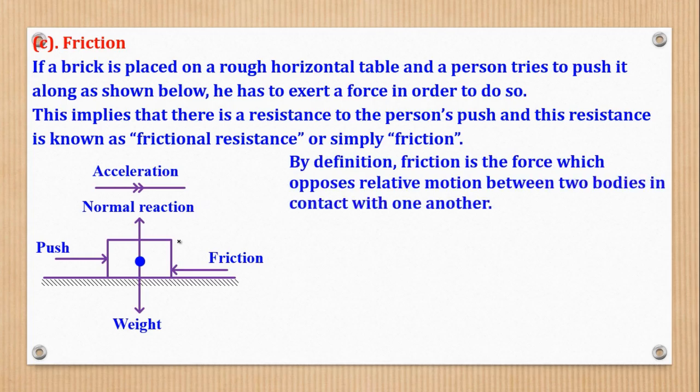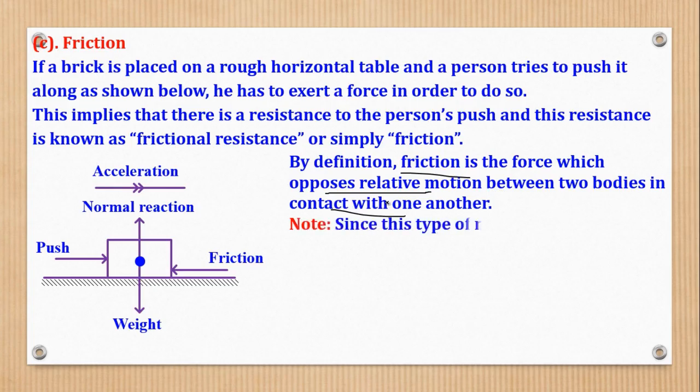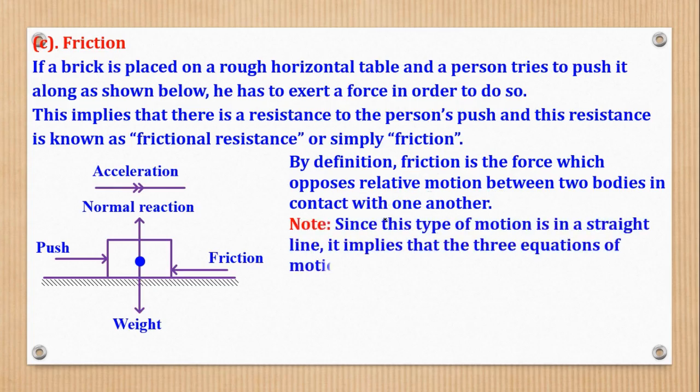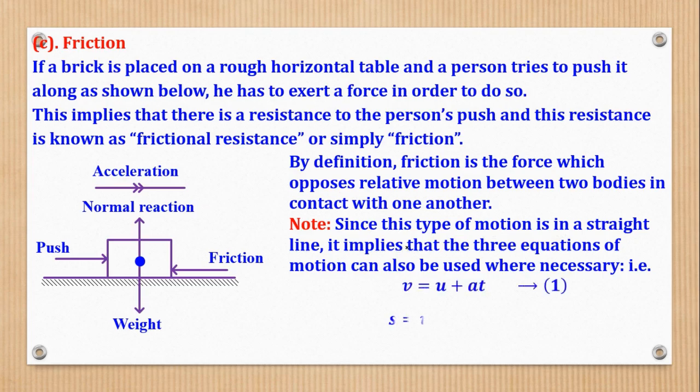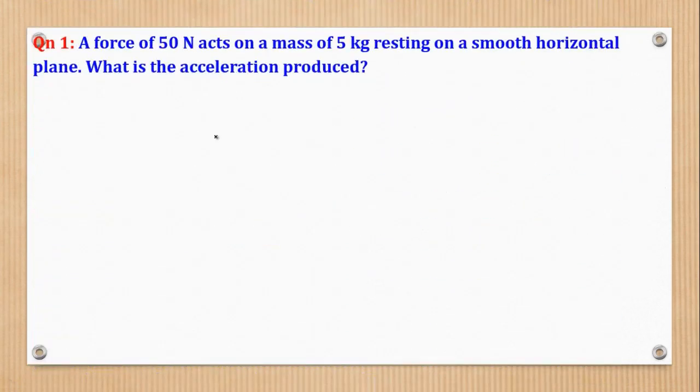So by definition, friction is the force which opposes relative motion between two bodies in contact with one another. And what you should notice is that since this type of motion is in a straight line, then the three equations of motion can also be used where necessary. The first equation we saw is that, second is that, and third is that. These can also be used alongside Newton's equations, from which F equals ma, which comes from the second law. So with that, we can go through these questions.